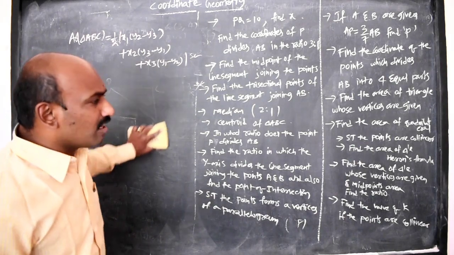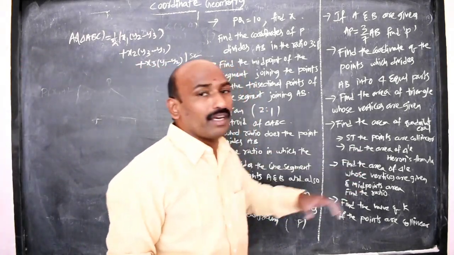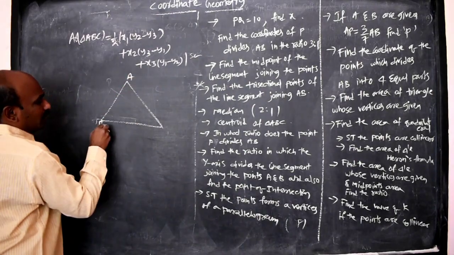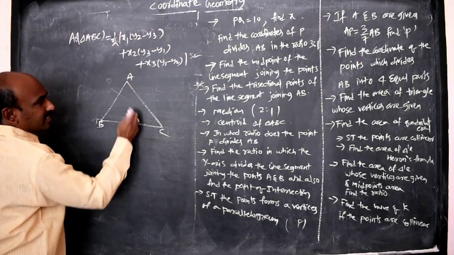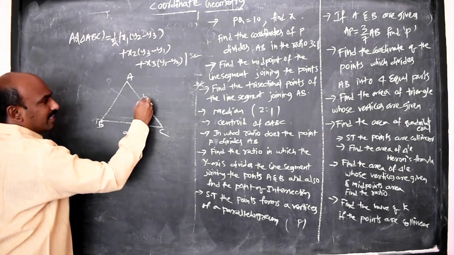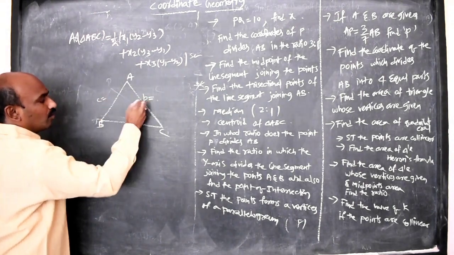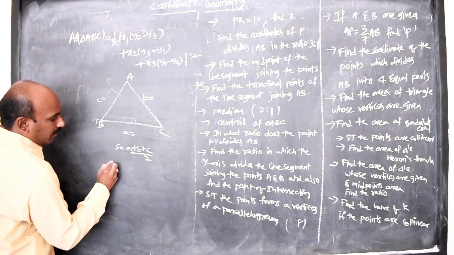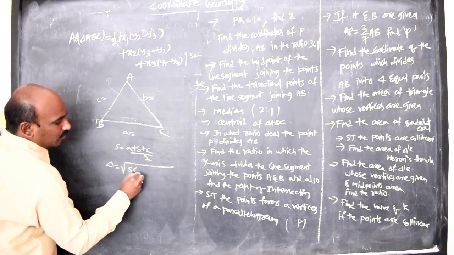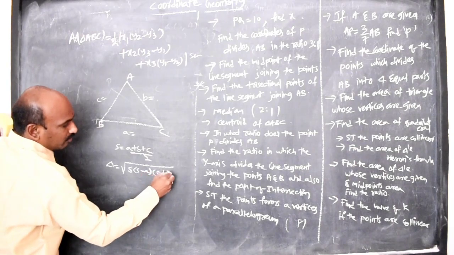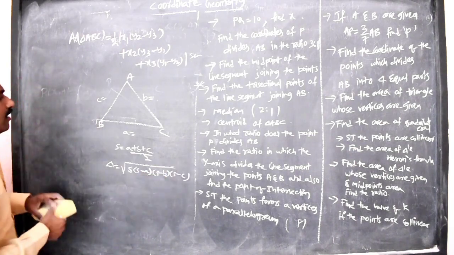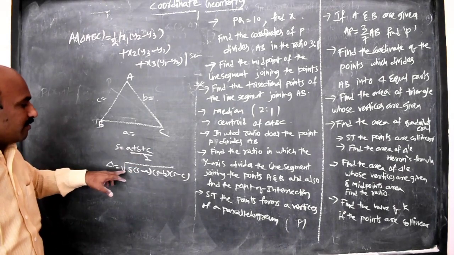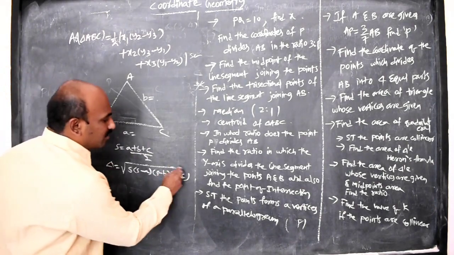Next concept is Heron's formula. Heron's formula we already studied in the 9th standard. Small a is the length opposite to capital A, and similarly small b, small c. If you know the lengths, s is equal to (a plus b plus c) by 2. The area formula is the square root of s into (s minus a) into (s minus b) into (s minus c). Like this, we can get small a, small b, small c. After finding s, we can substitute in this, and we will get the area in square units.